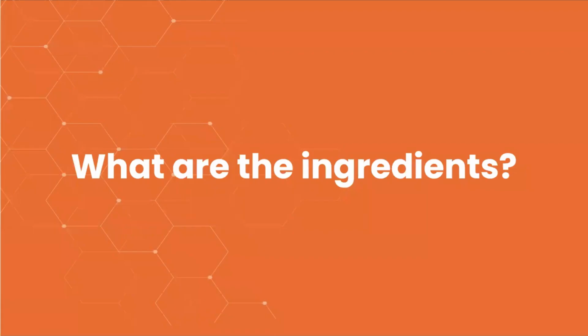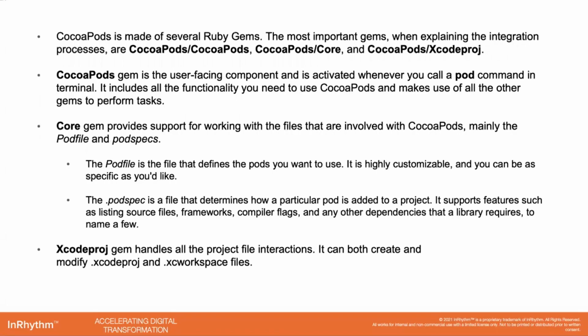Let's look at what the ingredients are, what is inside of CocoaPods. CocoaPods is a Ruby gem, but it's also made of several Ruby gems. The most important gems when we're talking about the integration process are CocoaPods, so a CocoaPods gem inside of CocoaPods, and then Core and Xcodeproj gems. The CocoaPods gem is a user-facing component, and it does its job when you run the pod command in the terminal.